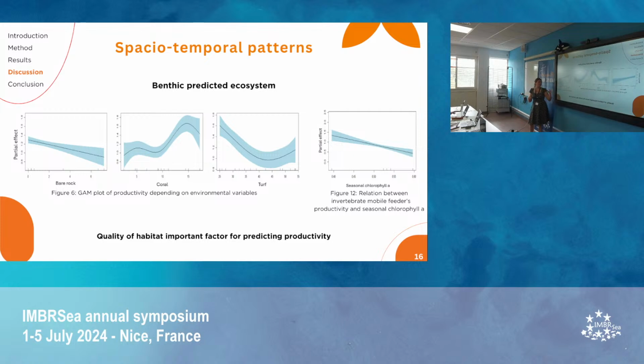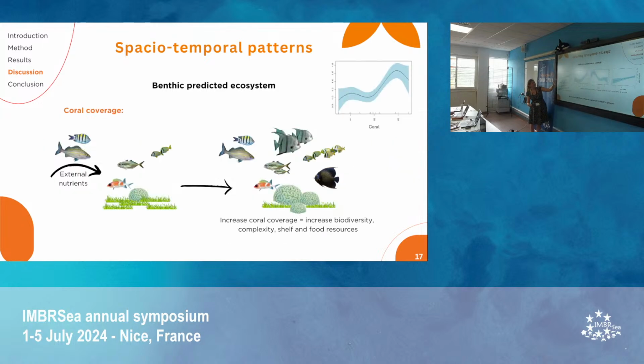With seasonal chlorophyll and the main trophic guilds, invertebrate mobile feeders, those results tell us that the quality of the habitat is an important factor for predicting the productivity. So if we look more into each result, the increase in coral cover is associated with an increase in biodiversity, complexity, shelter and food resources for many organisms.